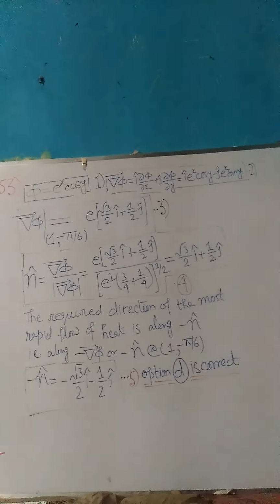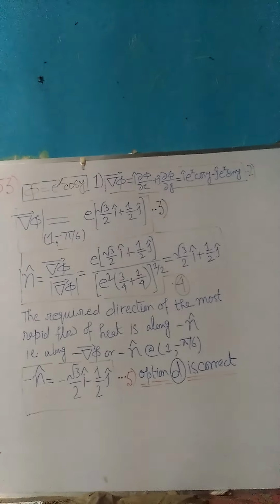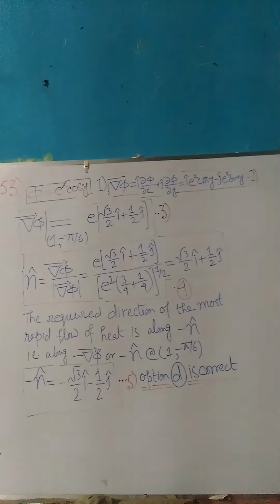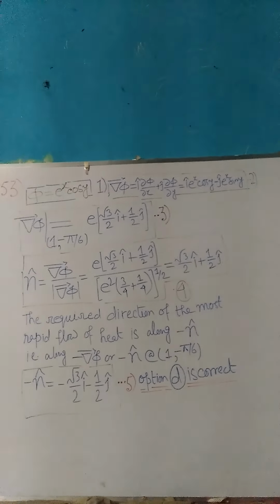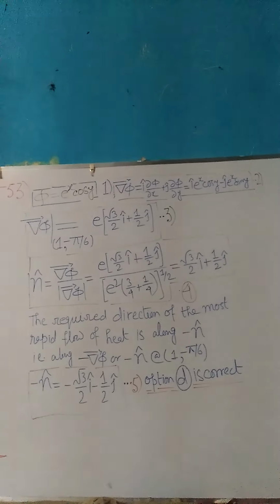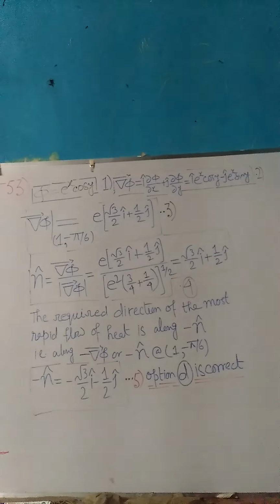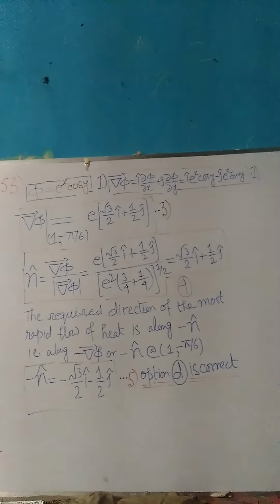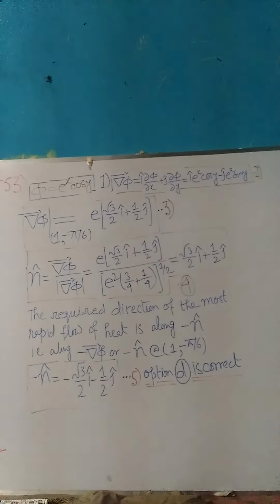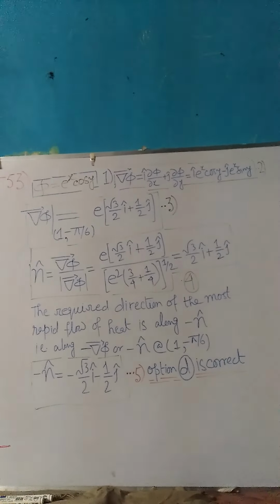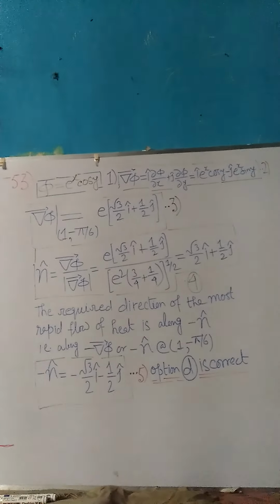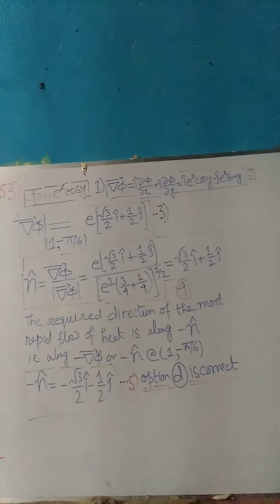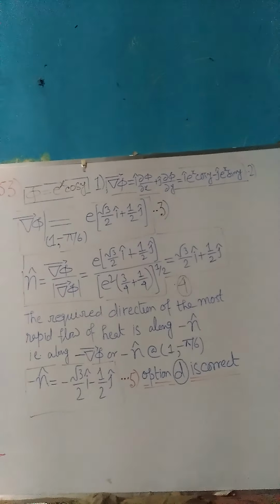Before proceeding further, it is important to remember that heat flows from hotter to colder temperature. This point is very important, so I mention this again. Before proceeding further, it is important to remember that heat flows from hotter to colder temperature, and so the required direction of the most rapid flow of heat is along minus n cap, that is along minus of the gradient of phi at the point 1, minus pi by 6.